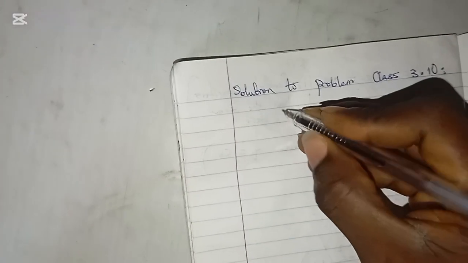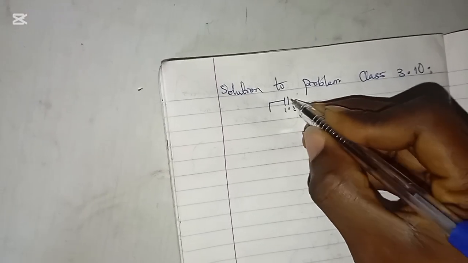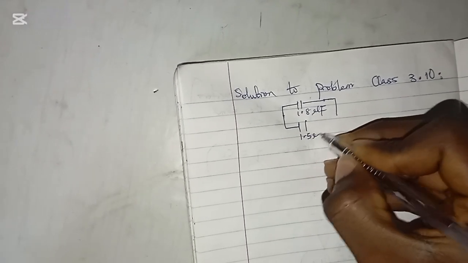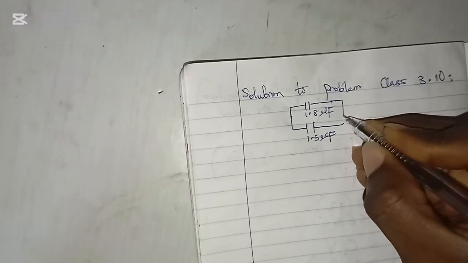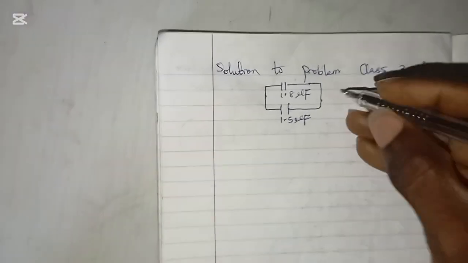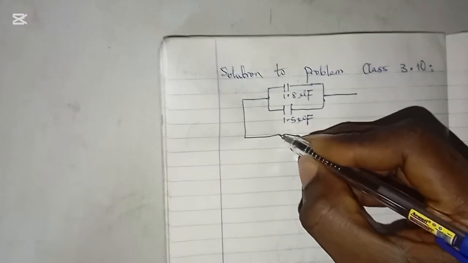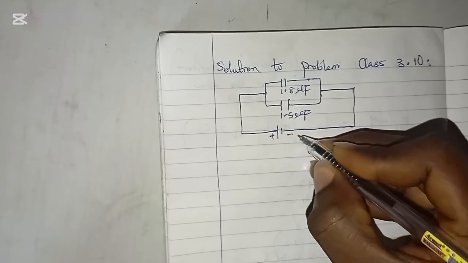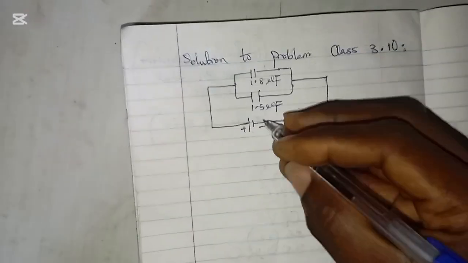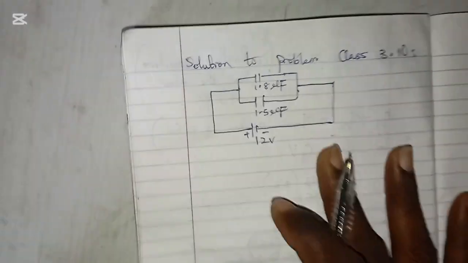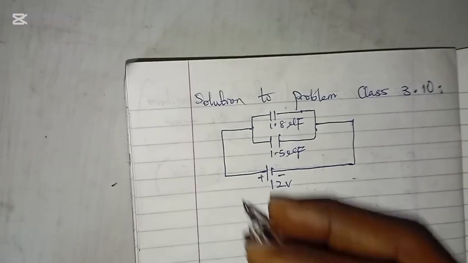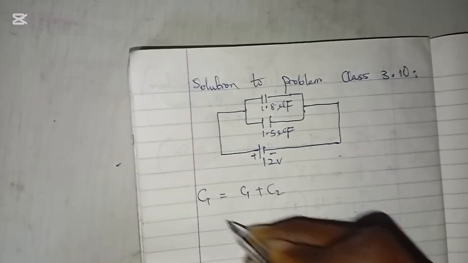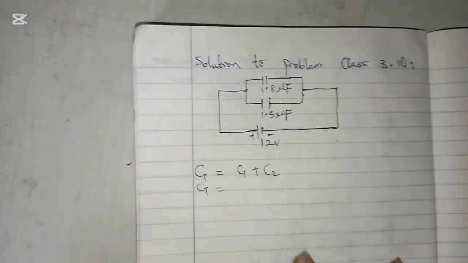So the question, we have something like this. Then we have another one like this. Then we now come and have, remember we said that on a battery, the big part is positive, small part is negative. So we have this to be 12 volts. So if we were to calculate this now, the capacitance C total will be given by C1 plus C2.